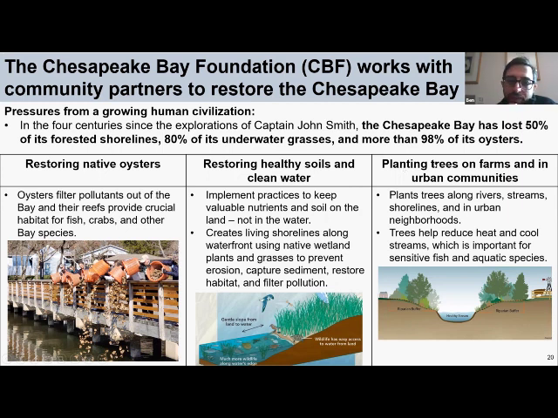There's a lot of tree planting efforts that go on in the Chesapeake Bay watershed, along rivers or waterways and in urban communities. And again, trees are a big part of riparian buffers. They're a natural way that we can filter or clean water before it enters our waterways. They also help reduce heat and cool streams, which is important for some fish and aquatic species.